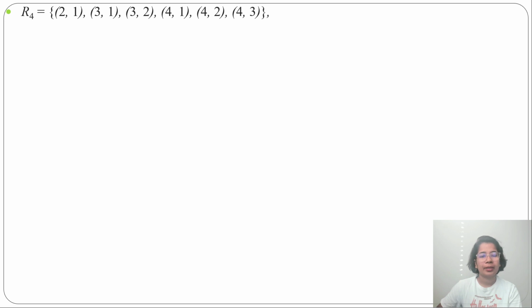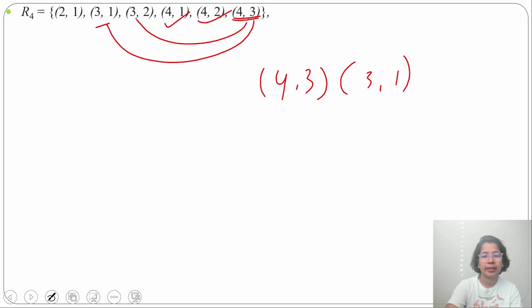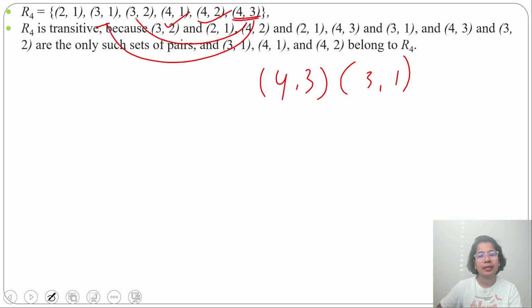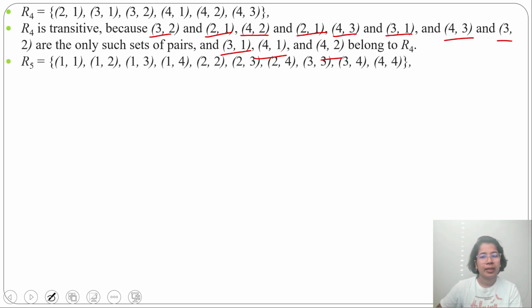Next R4. It contains (2, 1), (3, 1), (3, 2), (4, 1), (4, 2), (4, 3). Here (4, 3) is present, (3, 2) is present. (4, 3), (3, 2), so (4, 2) must be present, it's present. Then (4, 3) present, (3, 1) present, so (4, 1) should be present, it's present. Hence we can say it is transitive. We have pairs like (3, 2), (2, 1), (3, 1) is present; (4, 2), (2, 1), (4, 1) is present; (4, 3), (3, 1), (4, 1) is present; (4, 3), (3, 2), (4, 2) is present. Hence it is transitive.